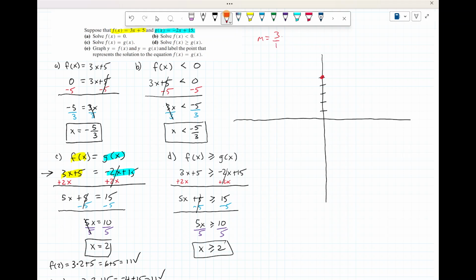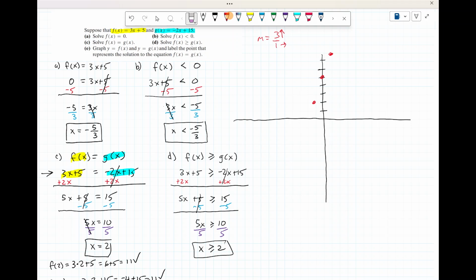So that means I'm going to put that as a fraction, 3 over 1. That means I go up 3 and to the right 1 to find the next point. So I'm going to go up 3, which would be something like this. 1, 2, 3, and over 1, I get my next point. I can also go down and to the left. 1, 2, 3, 1, and I get my next point.